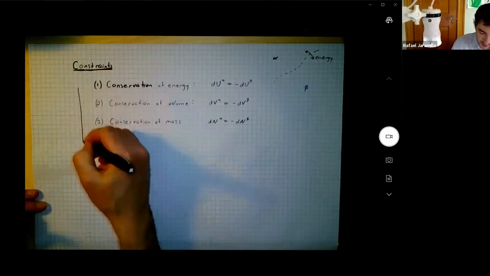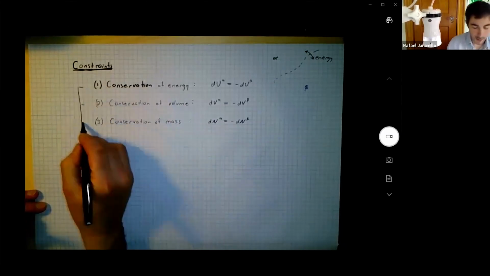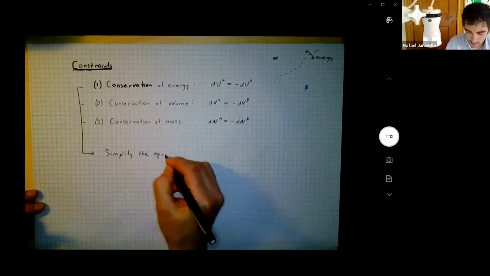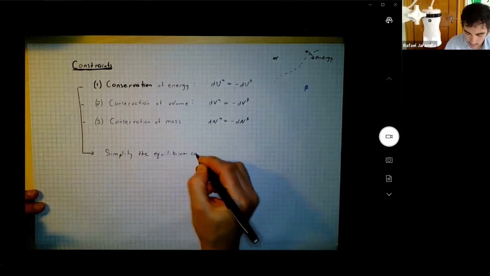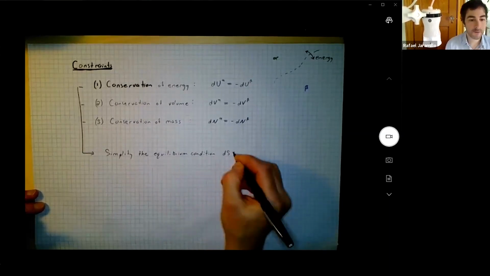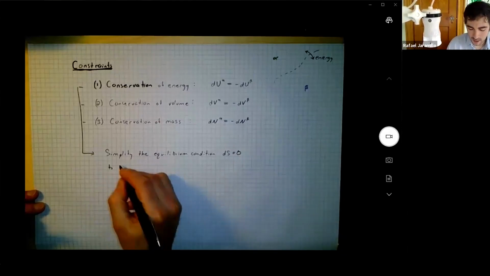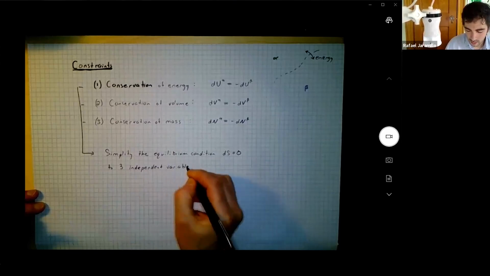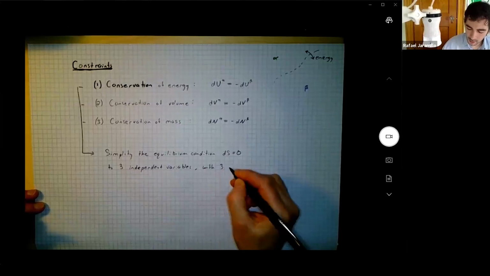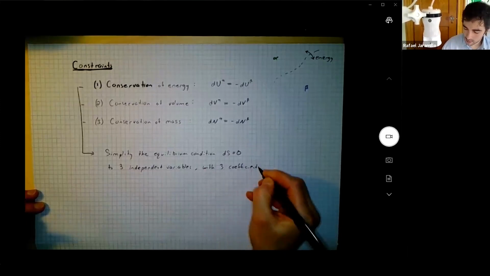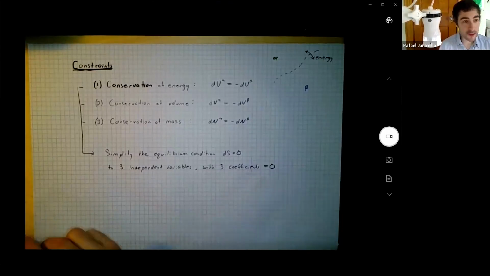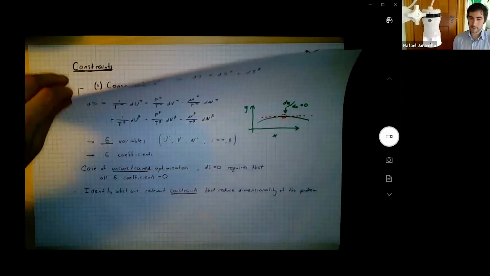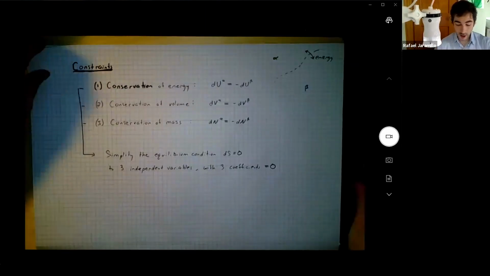So these three conditions, which are constraints, simplify the equilibrium condition ds equals 0 to 3 independent variables with 3 coefficients that we set to 0. So now instead of worrying about a 6 slopes dimensional space, now we only have to worry about it in a 3 + 1 dimensional space. I still can't draw it, but we'll see that the math is relatively simple. Okay, so let's talk about those.